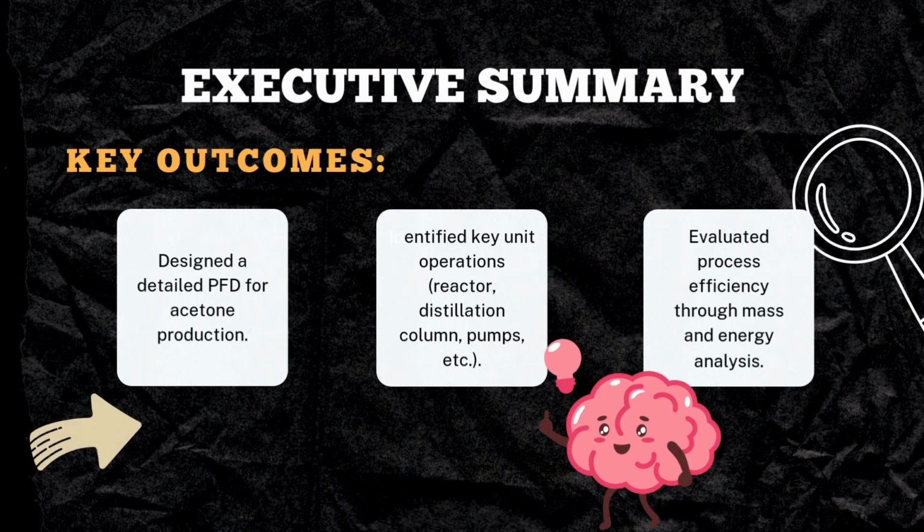From this study, we designed a detailed PFD, identified essential unit operations like reactors and distillation columns, and evaluated process efficiency through mass and energy analysis. This project provides a structured approach to understanding acetone production, optimizing efficiency, and improving process sustainability.